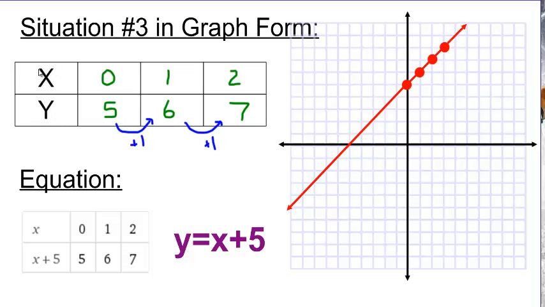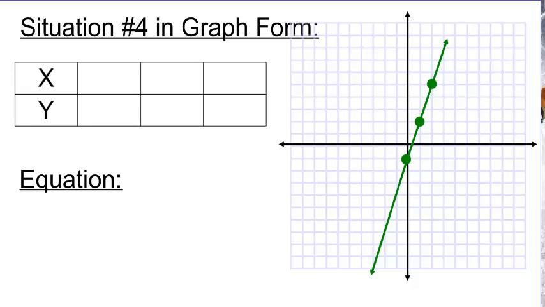Here you can see that we got our equation y equals x plus 5. 0 plus 5 is 5, 1 plus 5 is 6, 2 plus 5 is 7. So we can see that our equation y equals x plus 5, we see it there and in our table. Let's try one more where we have an equation in graph form.